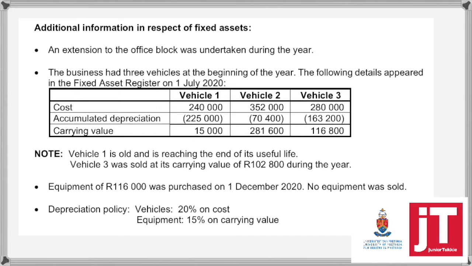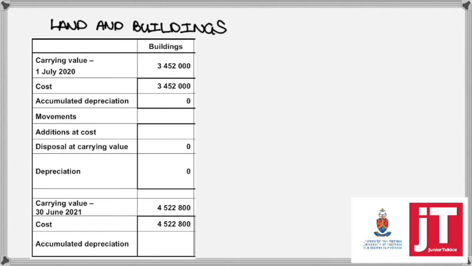If I look at the additional information in respect of the fixed assets, they provided me with all the necessary information on the land and buildings, the vehicles, as well as equipment. So this is an overview of all the information in respect of the fixed assets. If we start now with land and buildings.